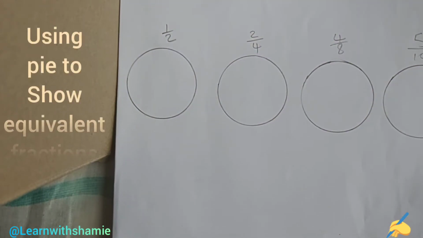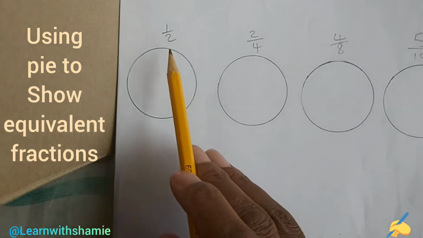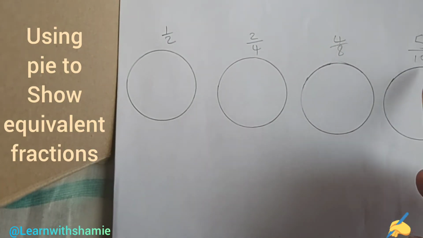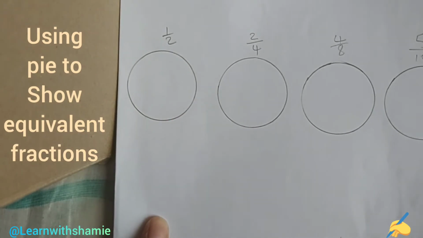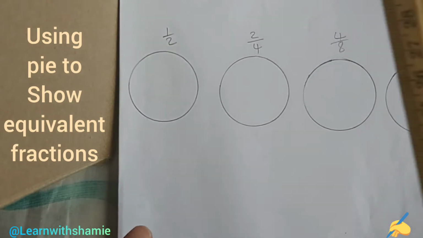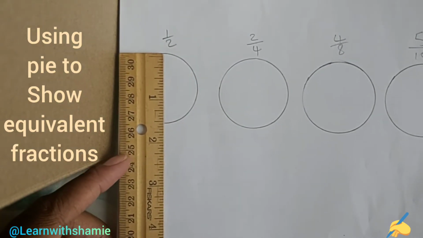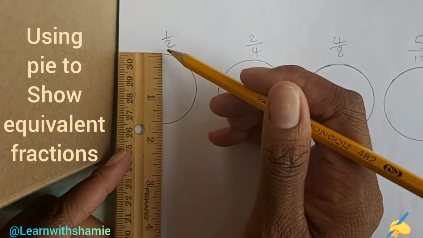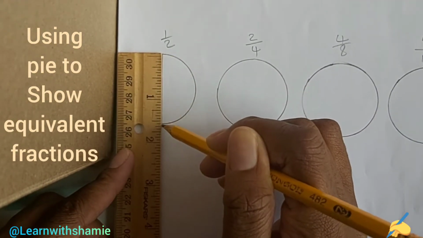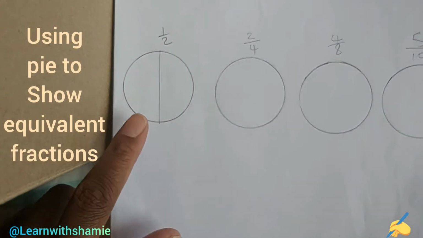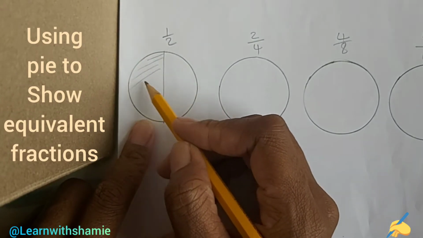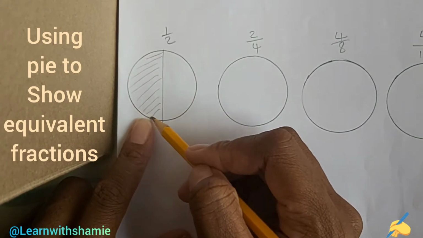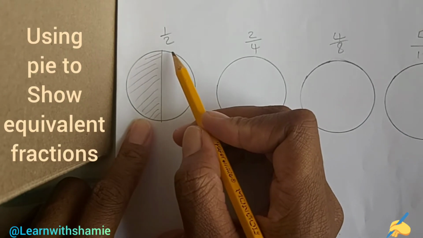On your screen, you can see where I have 4 circles with 4 different fraction portions. So the first one is a half. So I'm going to split that circle in half. We're going to then mark out half of that circle. So that represents the fraction.